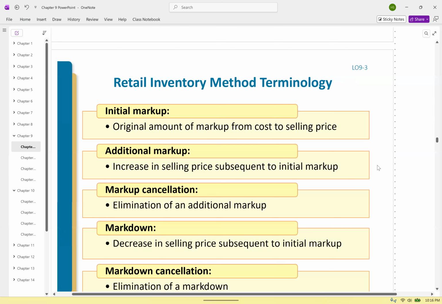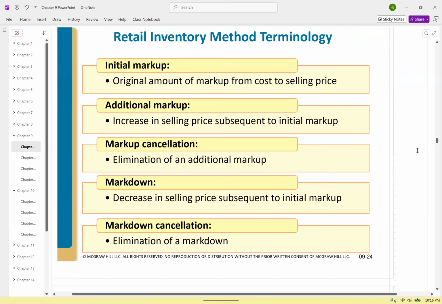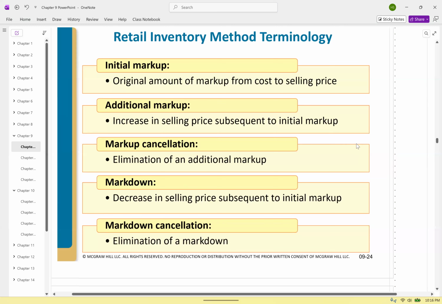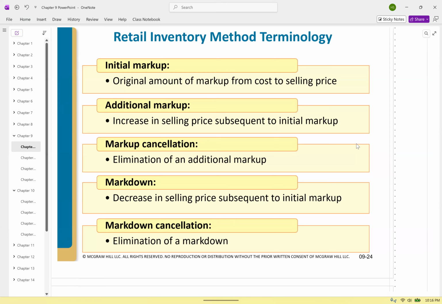All right. So we have some terminology here with the retail inventory method. We have initial markup. That's the original amount of markup from cost to selling. There is a little example on here, so let's not get bogged down too much in definitions. We may have an additional markup, then a markup cancellation, which is canceling that markup, a markdown, and then a markdown cancellation.